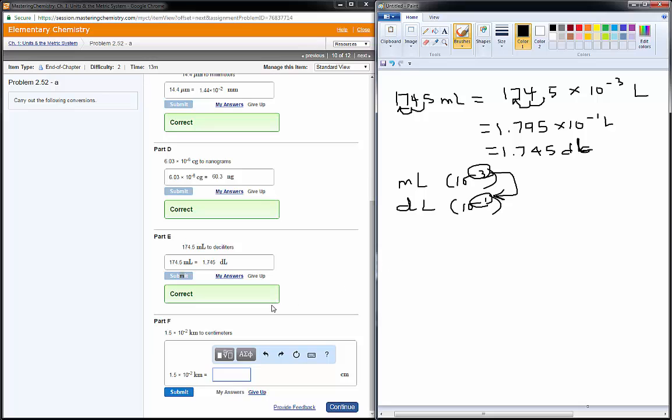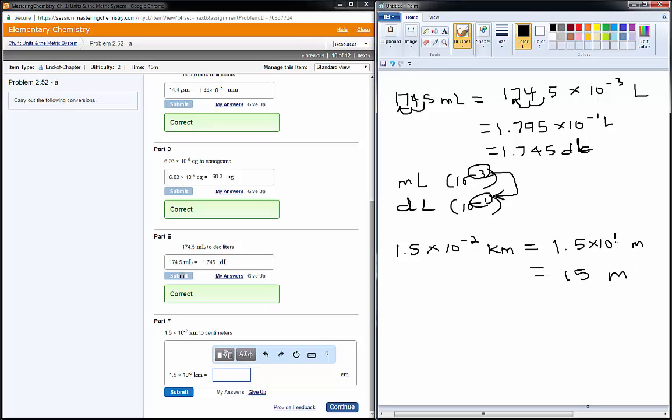All right, 1.5 times 10 to the minus 2 kilometers. I'm just showing you one way that works for me, and if I'm consistent, then hopefully it'll work for you. Otherwise, if you have your own method, that's great. So kilo is 10 to the third. So 10 to the negative 2 times 10 to the third gives me 10 to the 1. So 1.5 times 10 to the 1 meters, or 15 meters.